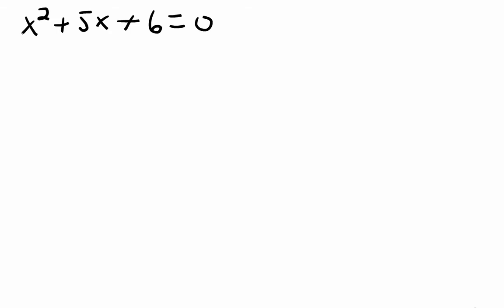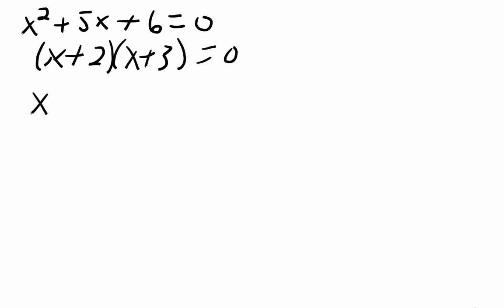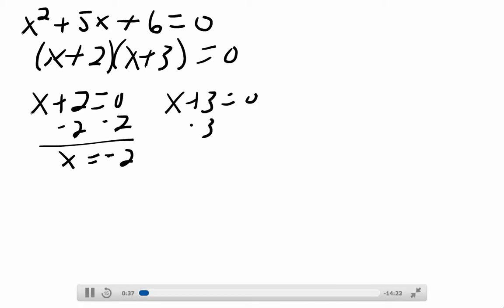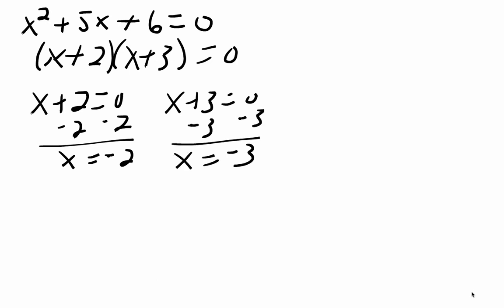So in the last lesson you had a trinomial and you learned how to factor that. So this would be x plus 2 times x plus 3 equals 0. Then you set each one equal to 0 and solve for x. X plus 3 equals 0, minus 3, minus 3, so x equals negative 3. So that's what we had here.